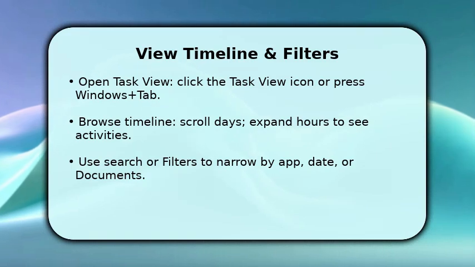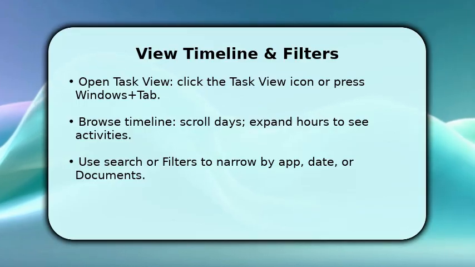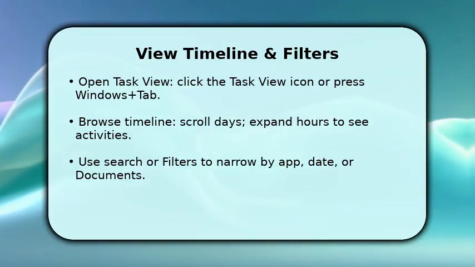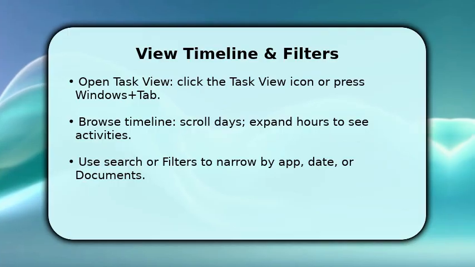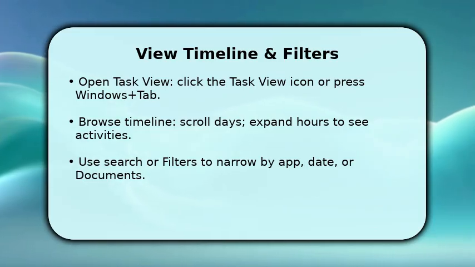Next, you'll actually view the history using Task View. Press Windows plus Tab or click the Task View icon to open the timeline. This shows activities grouped by day and hour. Once you're in, scroll or expand entries to inspect individual documents, websites, and app sessions.